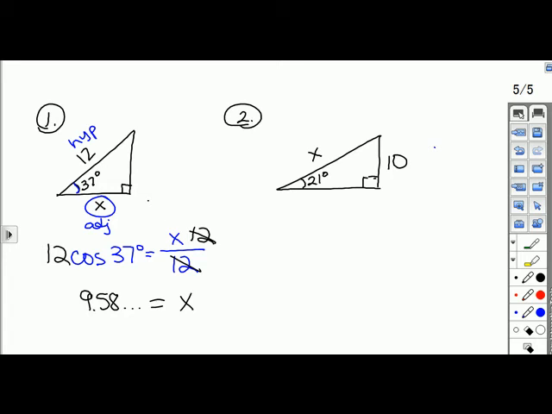Okay. So it looks like the big question's about number 2. Right? Yes. Number 2. Okay. Are you recording this? It's recorded.